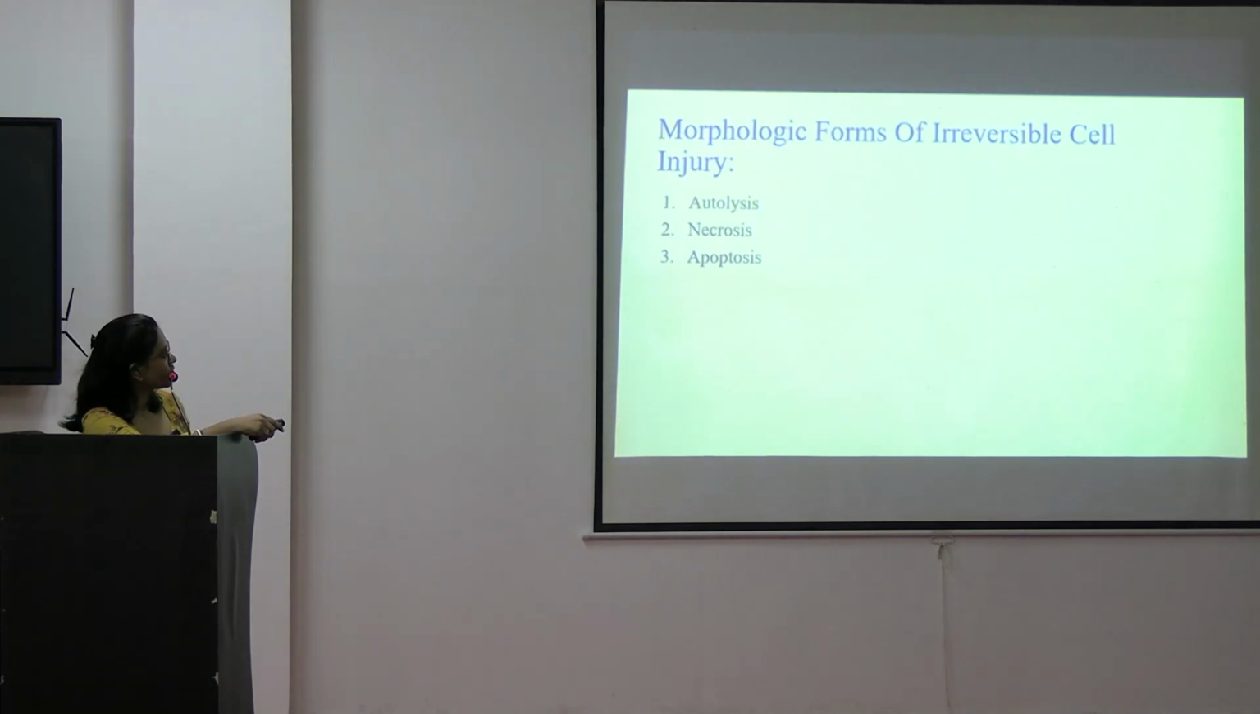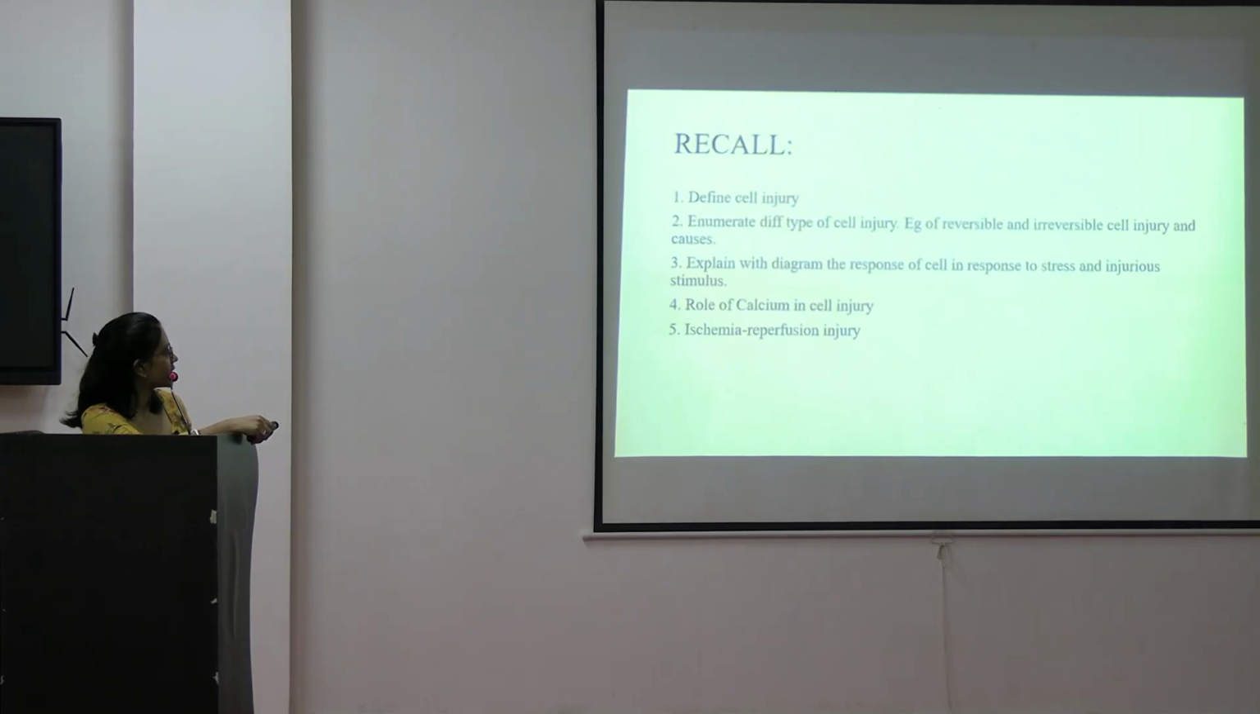Now what are the morphologic forms of irreversible cell injury? Autolysis, necrosis and apoptosis. These three will be dealt with in subsequent classes, and also intracellular accumulations. Intracellular accumulations is a feature of irreversible cell injury, but we'll deal with it in detail in the next class.